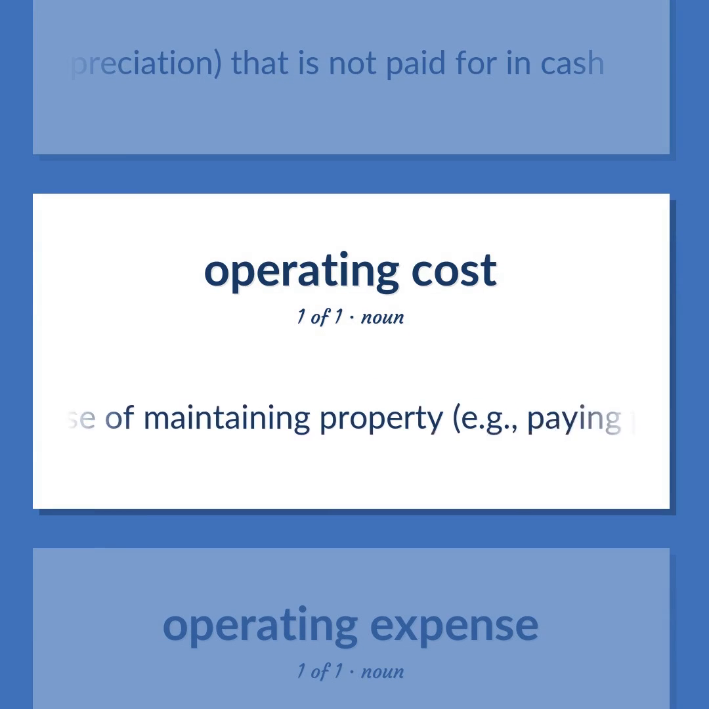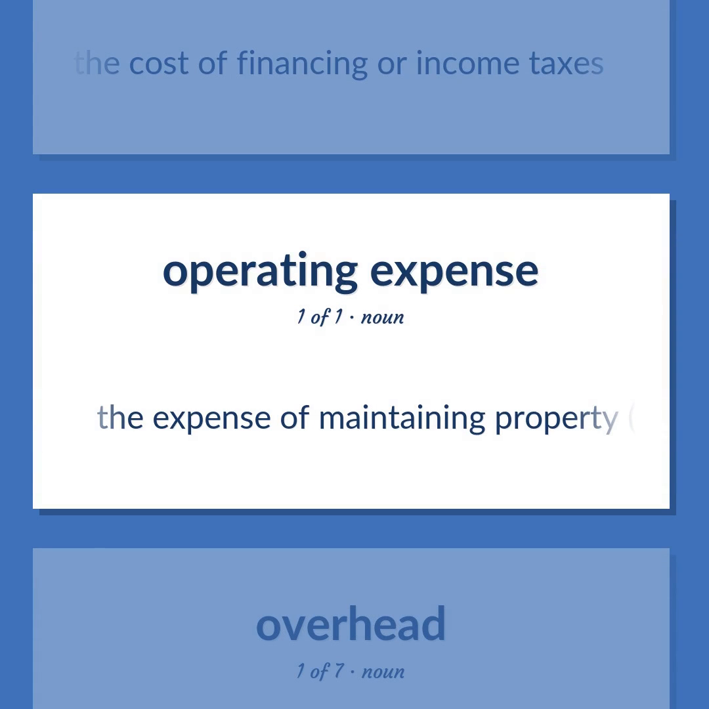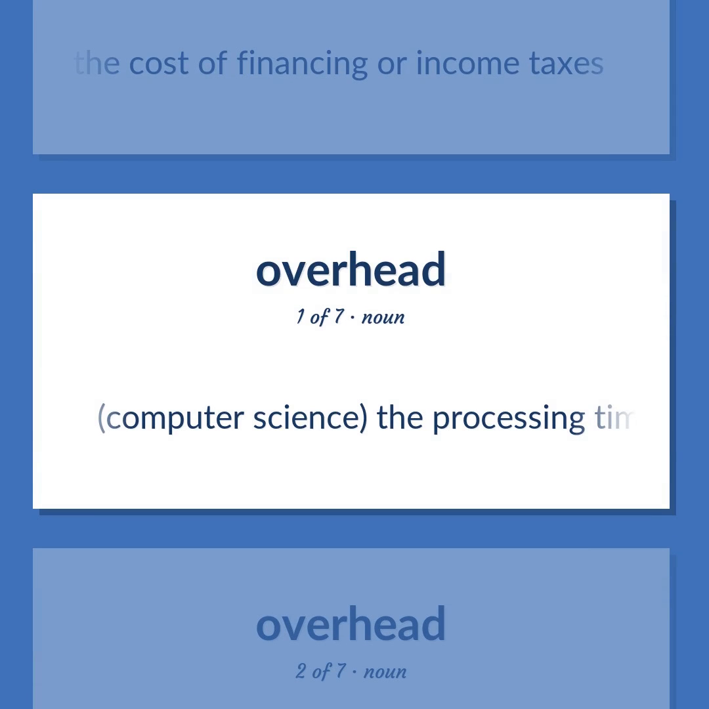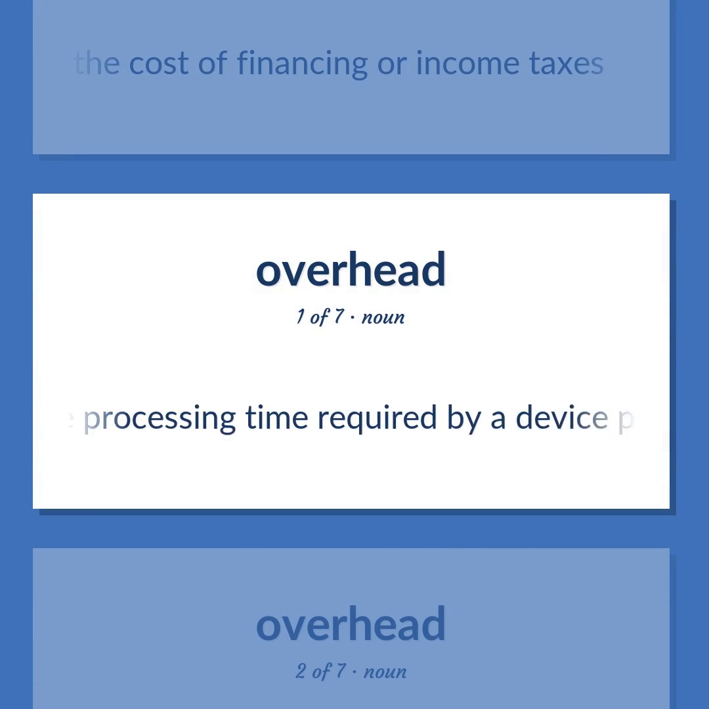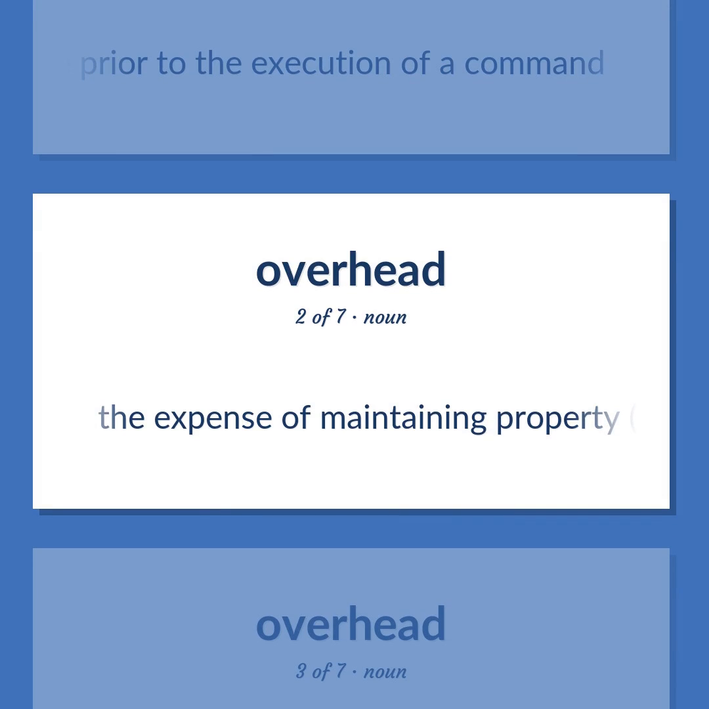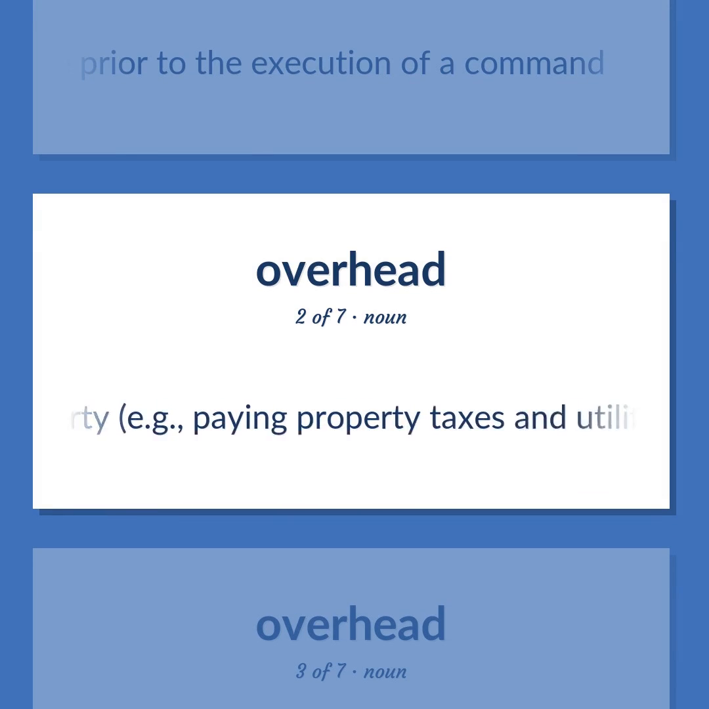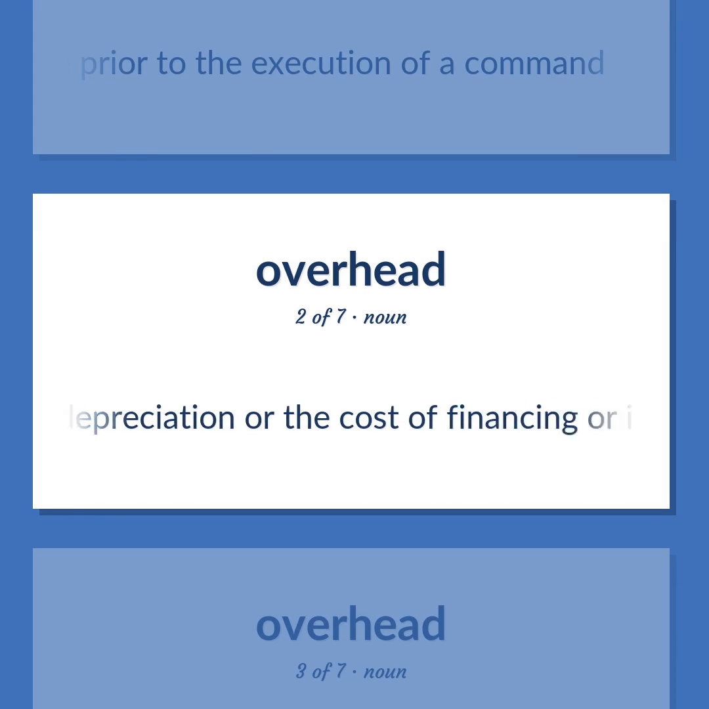The expense of maintaining property, e.g., paying property taxes and utilities and insurance. It does not include depreciation or the cost of financing or income taxes. Computer science. The processing time required by a device prior to the execution of a command.